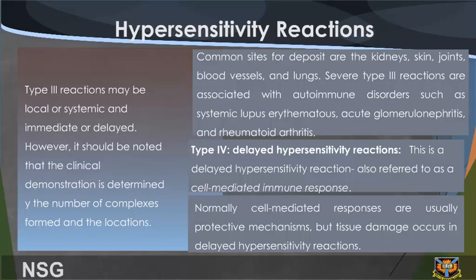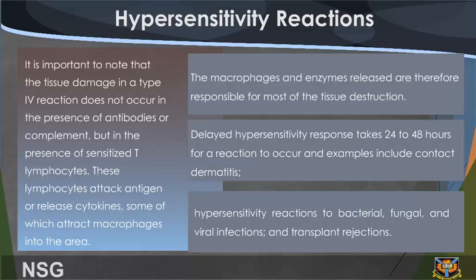Normally, cell-mediated responses are usually protective mechanisms, but tissue damage occurs in delayed hypersensitivity reactions. It is important to note that the tissue damage in a type 4 reaction does not occur in the presence of antibodies or complements, but in the presence of sensitized T lymphocytes. These lymphocytes attack antigen or release cytokines, some of which attract macrophages into the area. The macrophages and enzymes released are therefore responsible for most of the tissue destruction.